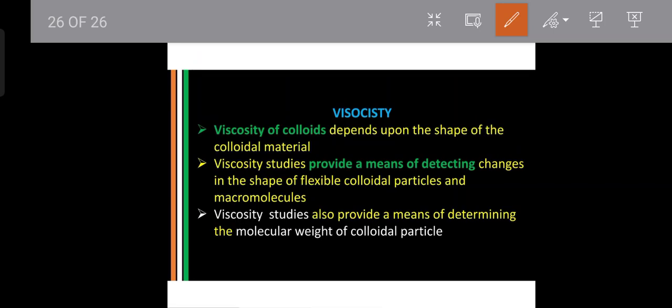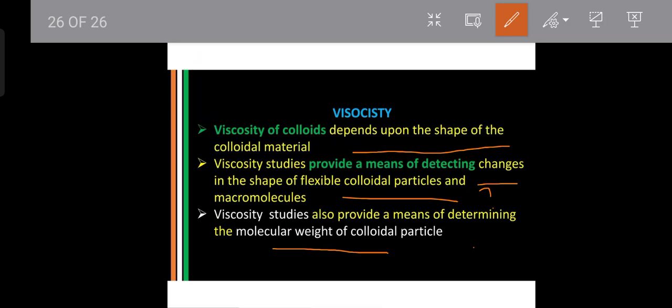Here it is also written that the viscosity of colloids depends upon the shape of the colloidal material, and viscosity provides a means of detecting changes in the shape of flexible colloidal particles and macromolecules. And the last point is that viscosity studies also provide a means of determining the molecular weight of the colloidal particle. Why is it written like that? Because if the molecular weight is high, we can get an idea that the viscosity will be high, because the interaction forces and intermolecular bonding are very high. That is an indication of higher molecular weight.